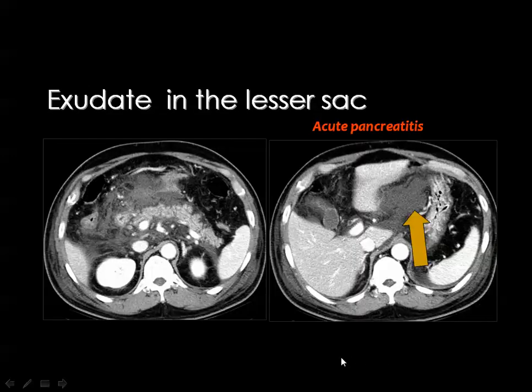Then this is an example of acute pancreatitis. You see that the pancreas is relatively swollen, and the peripancreatic fat planes are obliterated by fluid density, and there is reticulation of the fat. And this arrow points to the fluid which is located in the lesser sac, secondary to acute pancreatitis.